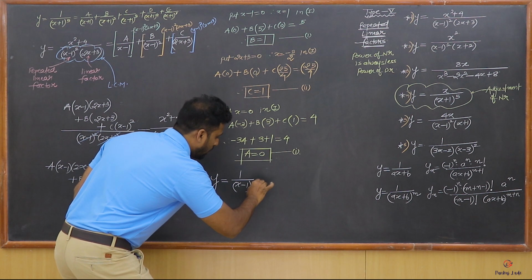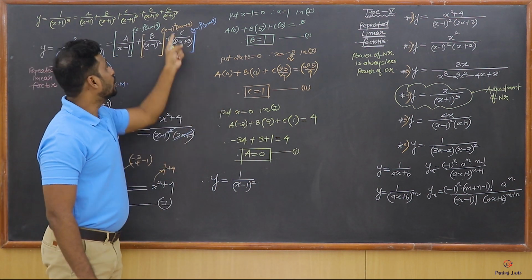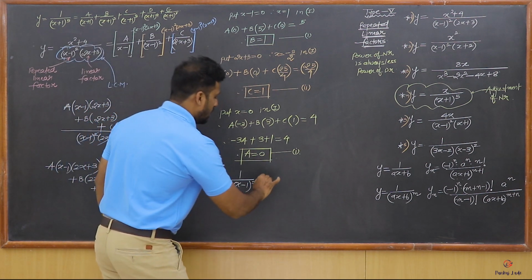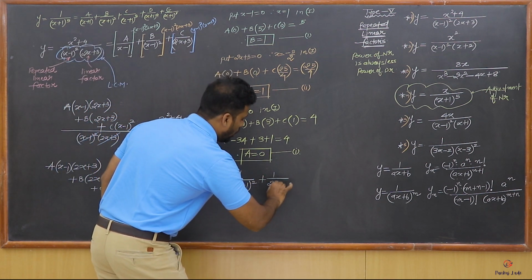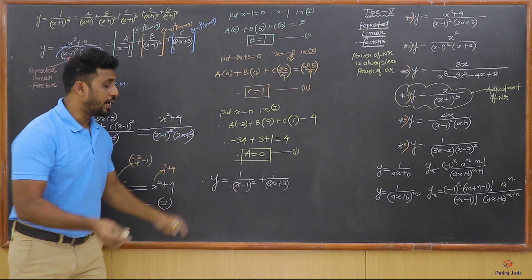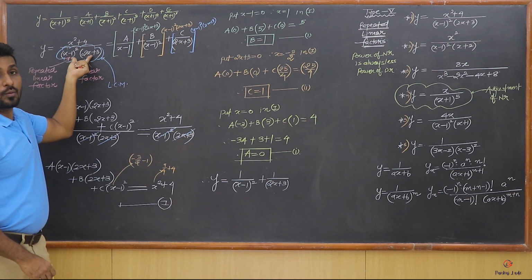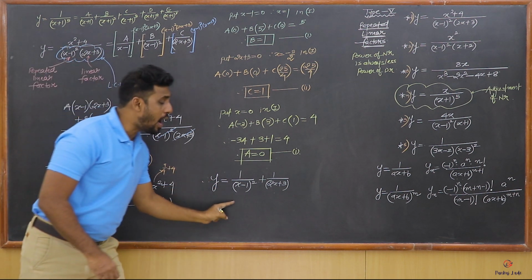1 upon x minus 1 the whole square. And then plus c. What's the value of c? Also 1. So 1 upon 2x plus 3. Plus 1 upon 2x plus 3. So if you do the cross multiplication, if you simplify, you will definitely end up with this particular answer, x square plus 4 upon x minus 1 the whole square into 2x plus 3. This is your y, students.